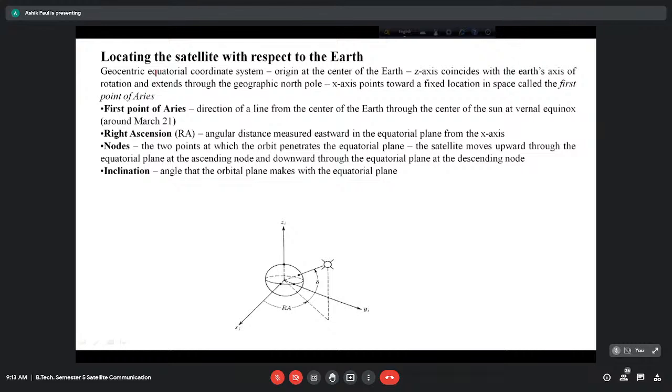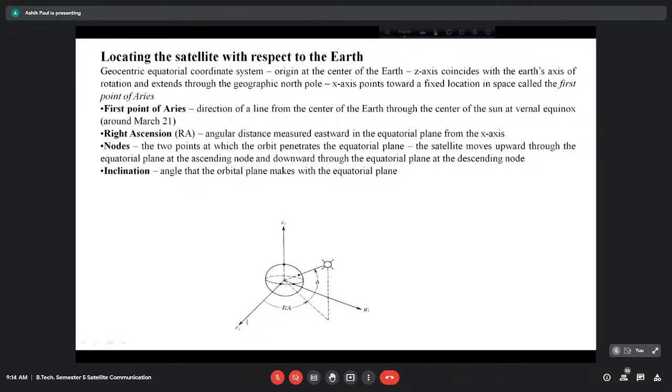The geocentric equatorial coordinate system is something like this. Like every coordinate system, it has to have an origin. The origin of this geocentric equatorial coordinate system is at the center of the Earth. The z-axis of that coordinate system coincides with the Earth's axis of rotation. We know that the Earth rotates about a certain axis once in 24 hours, a little less than 24 hours. So the z-axis is aligned with the Earth's axis of rotation, and it passes through the geographic North Pole of the Earth.